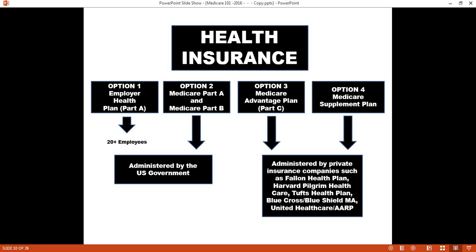But clearly, the two options that most people take once they're eligible for Medicare are option 3, which is a Medicare Advantage plan, also known as Part C, or a Medicare supplement plan, also known as Medigap plans because they fill in the gaps left by Medicare. And those types of plans are offered by the health plans that you're accustomed to in Massachusetts. That would be Fallon, Harvard Pilgrim, Tufts, Blue Cross Blue Shield, United Healthcare / AARP. Most of those plans I just mentioned are indigenous to Massachusetts. Most of them are not-for-profit plans.